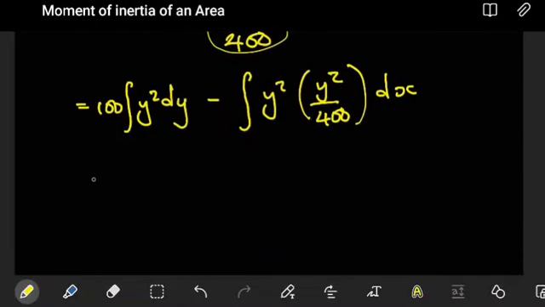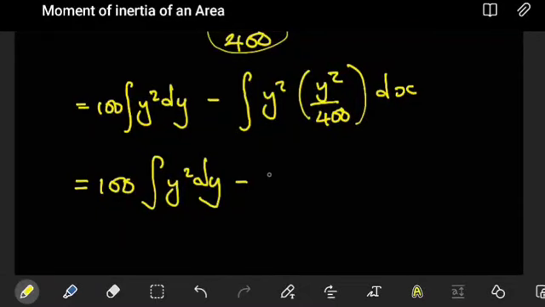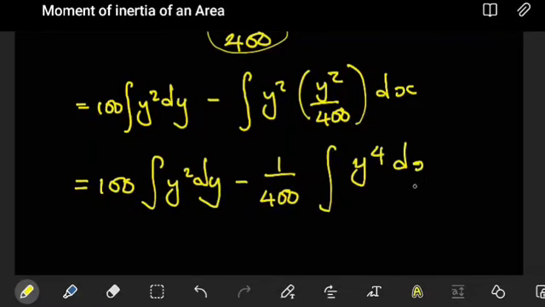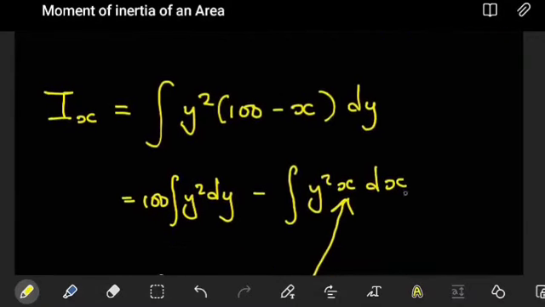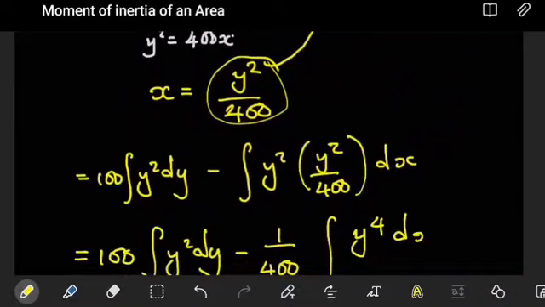Notice that if we now simplify that expression, we now have 100, the integral of y squared dy, minus, this now becomes, the 400 comes out, we now have 1 over 400, and this becomes the integral of y to the power 4 dy. This is not dx, that is dy. I wrote dx at some point. Yeah, this is dy here, not dx. So note that this is the same dy that was distributed, not dx. Sorry for that. I hope you guys were able to pick up on that.